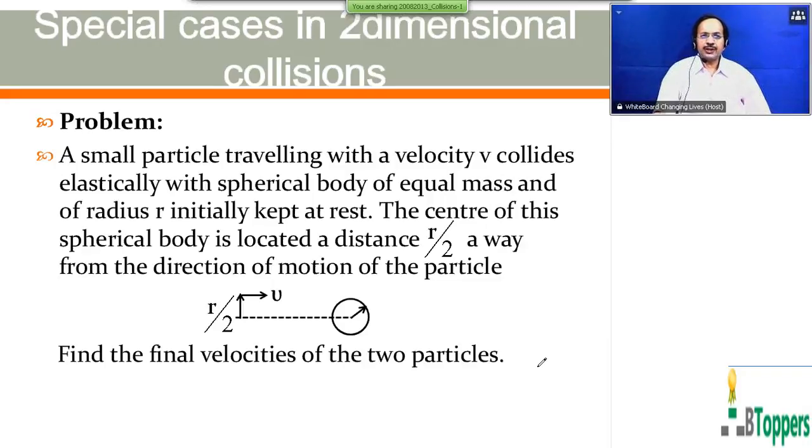See the problem here. A small particle traveling with velocity v collides elastically with a spherical body of equal mass and of radius r, initially kept at rest. The center of the spherical body is located a distance r by 2 away from the direction of the motion of the particle. Find the velocities of the two particles. Of course, your answer should be in terms of v.